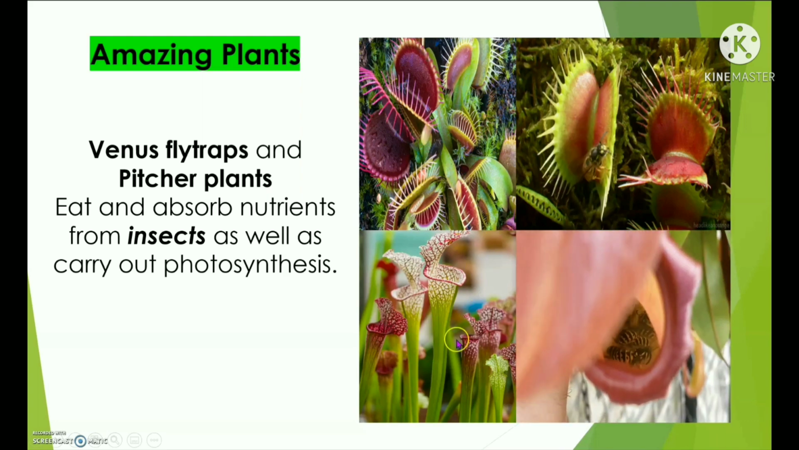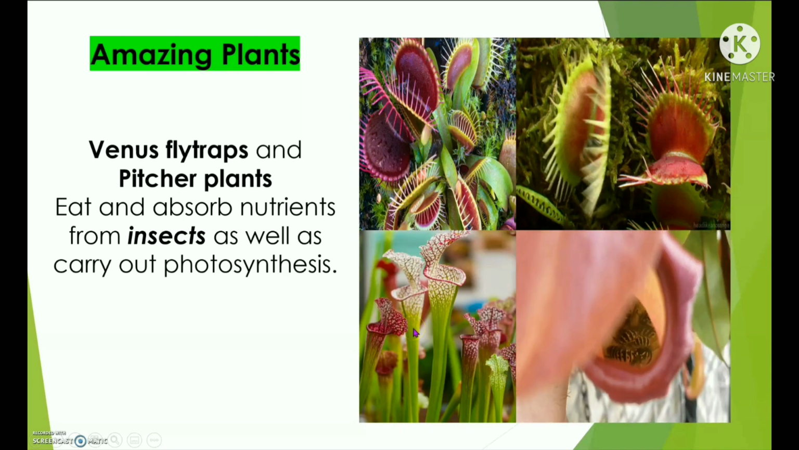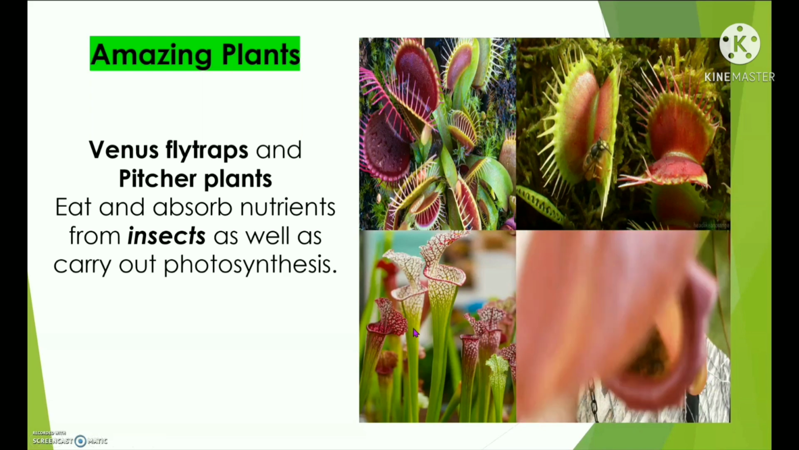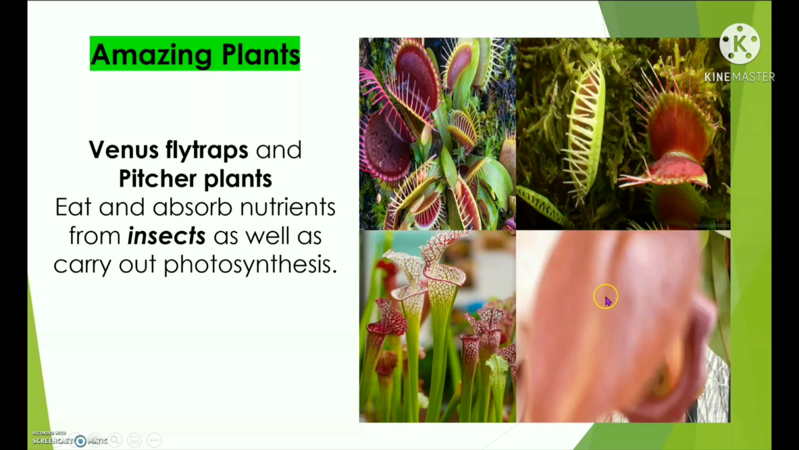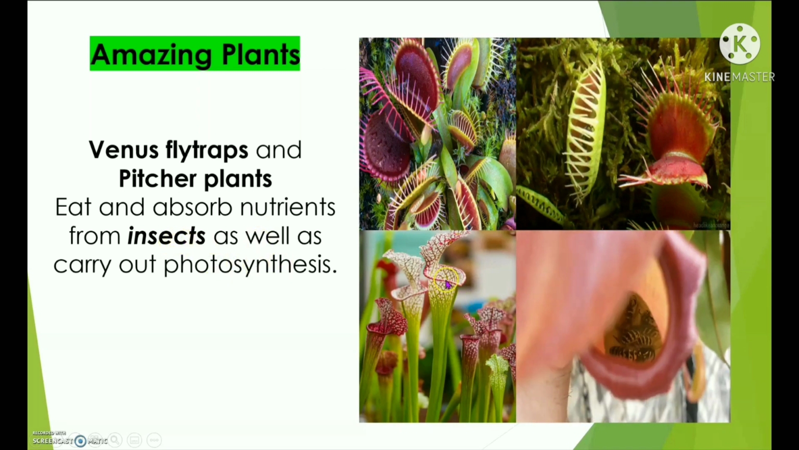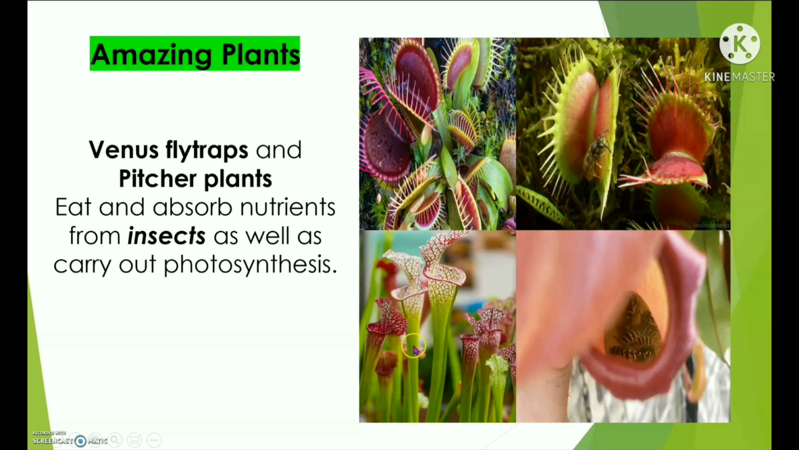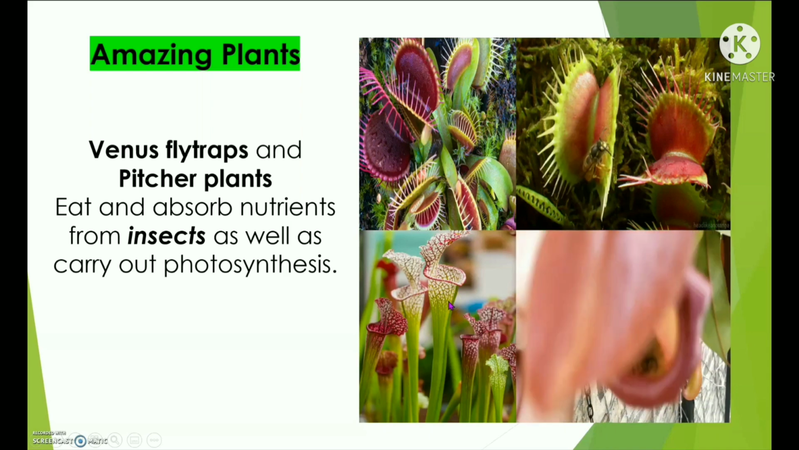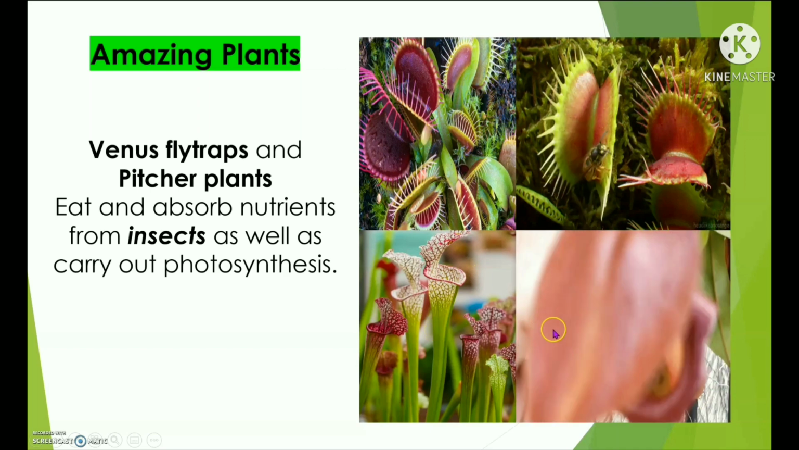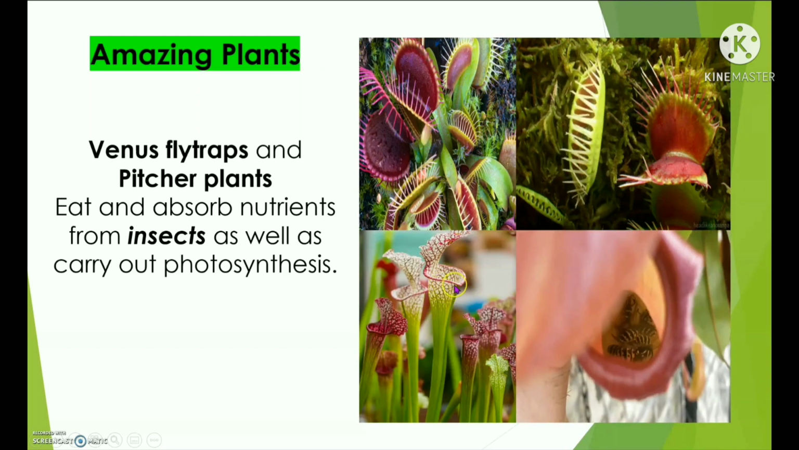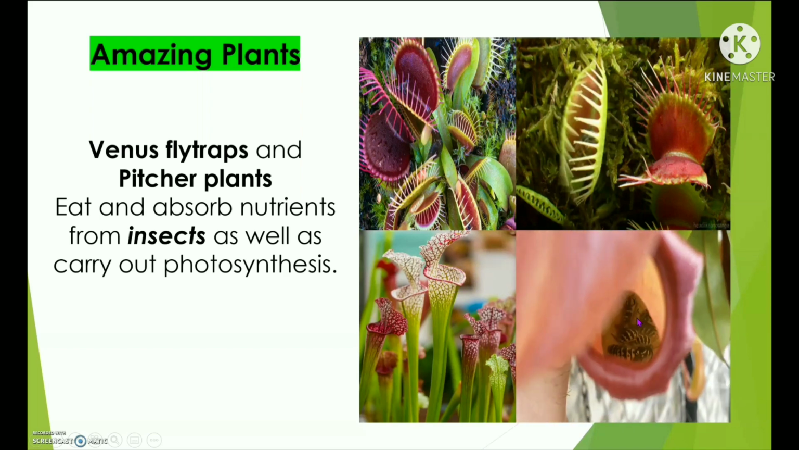Okay, so the other one is the pitcher plants. Pitcher plants are also carnivorous plants because they also get their nutrients from insects. Their leaves are known as pitfall traps. If you know a pitfall trap, it is when you walk, and you fall. Same as this plant. The insect will be trapped and fall inside their leaves.